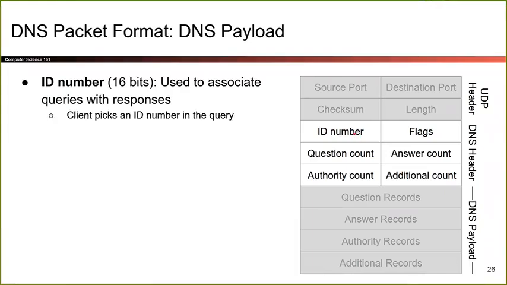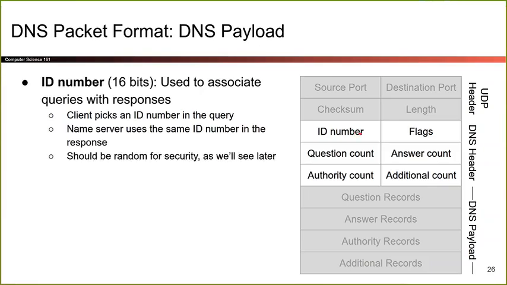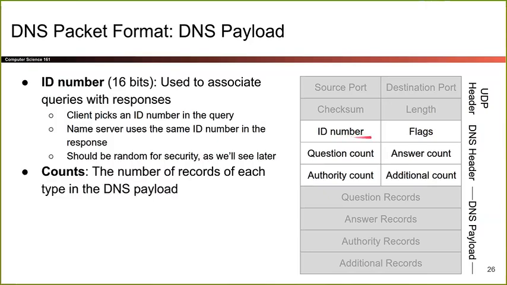And the client usually just picks this randomly. So the name server uses the same one in the response, as we said. And again, as we'll see later, these two have to be random for security. Okay. And then there are counts here. So the counts tell us how many records are in the payload. And we're going to talk about this more in detail later, so hang tight.